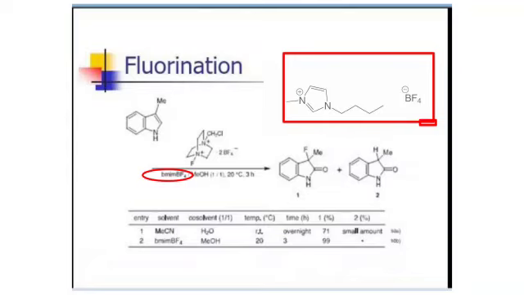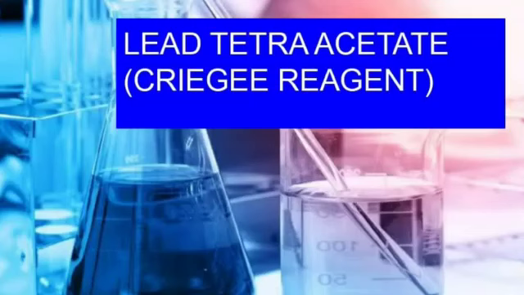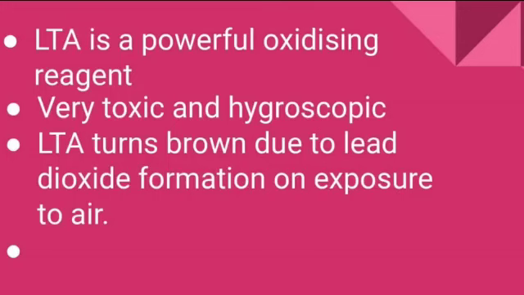Then we go to the next part of our topic, another synthetic reagent, LTA, lead tetraacetate, which is also known as Criegee reagent. It is a powerful, common oxidizing reagent available with wide applications in organic synthesis. It is very toxic and hygroscopic and turns brown due to lead dioxide formation on exposure to air. The reagent is to be handled with extreme care in a chemical laboratory.